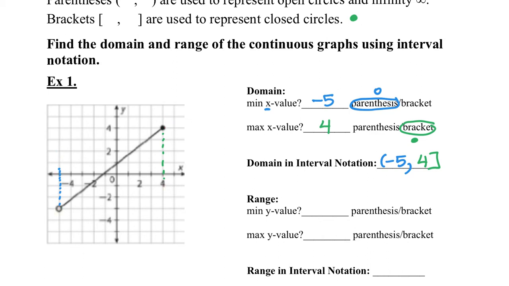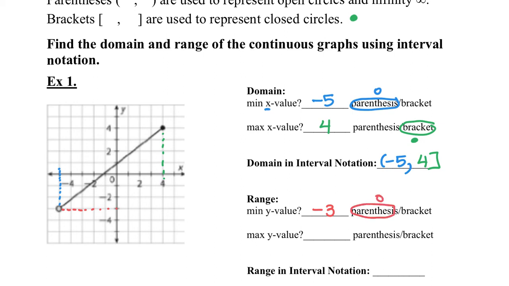Now the range is the y values. So I'm going to start with the minimum y value. The y-axis is this one. So the minimum y value will be at lowest to highest. So the lowest point on this graph is this point right here. This time I only look at the y value. The y-coordinate of this point is -3. And because it was an open circle at the lowest point, this will be a parenthesis.